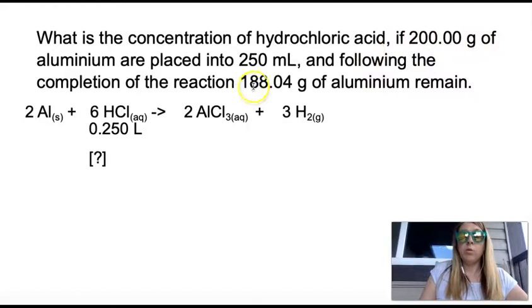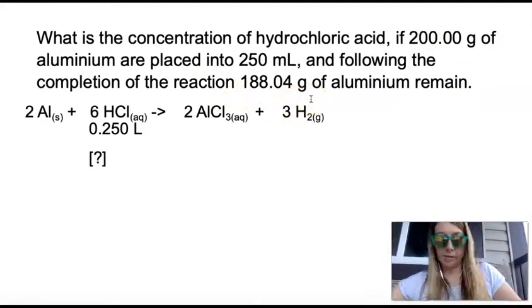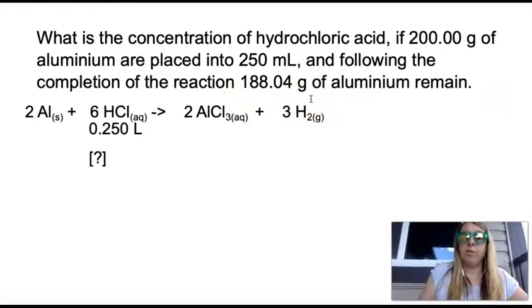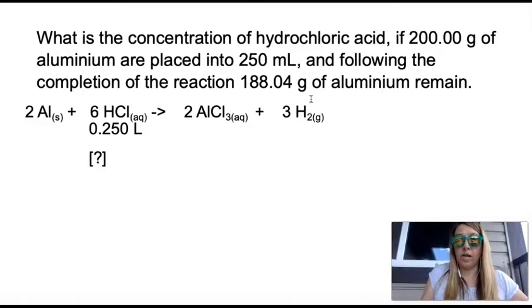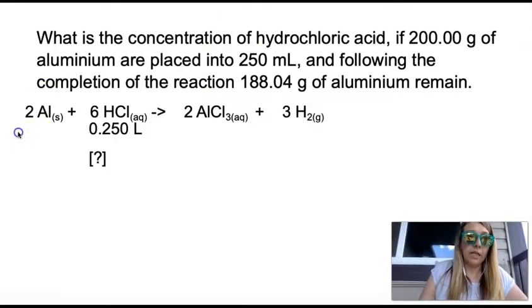aluminum, and then it told me that after the reaction I had 188.04 grams left over. So what I have to do is figure out how many I actually used, because I didn't use all 200 grams if I still had 188.04 left. So what we're going to have to do to figure out the mass of aluminum is subtract what we started with and what we used, or what was left, so we can figure out what we used. We're going to do 200 minus 188.04, and from that I get 11.96 grams.